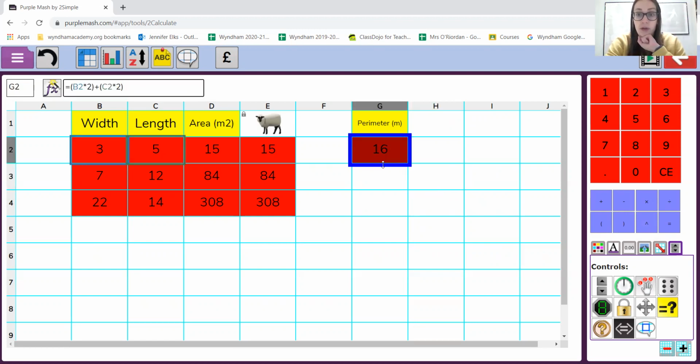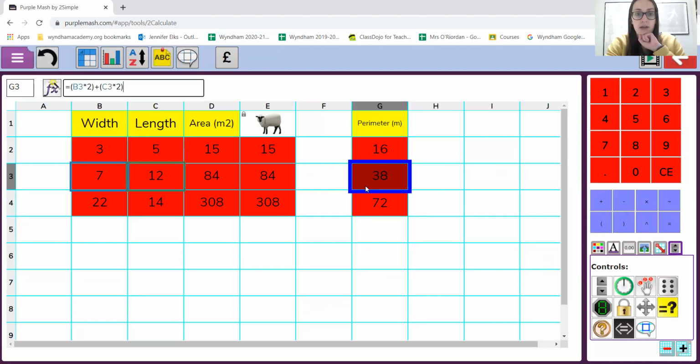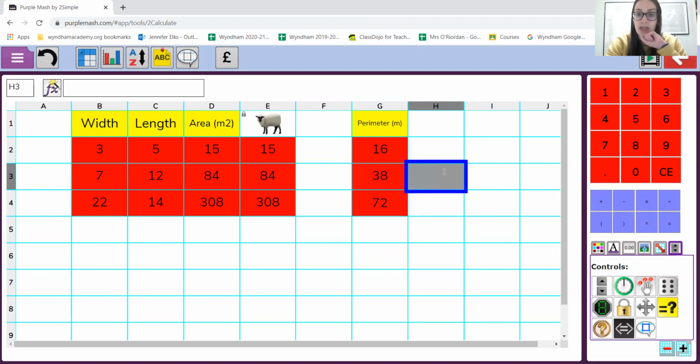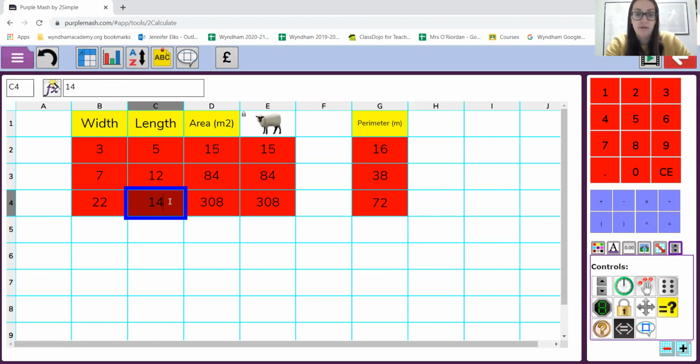Right, let's see if this worked then. Let's drag this formula down. Let's just check it. So this one is 2 lots of B3, add 2 lots of C3, and my answer would be 38 metres. Right, well, let's think about that then. So we'd have a 7 and a 12 and a 7 and a 12. So 7 and 12 is 19. 19 and 19 is 38. It worked.